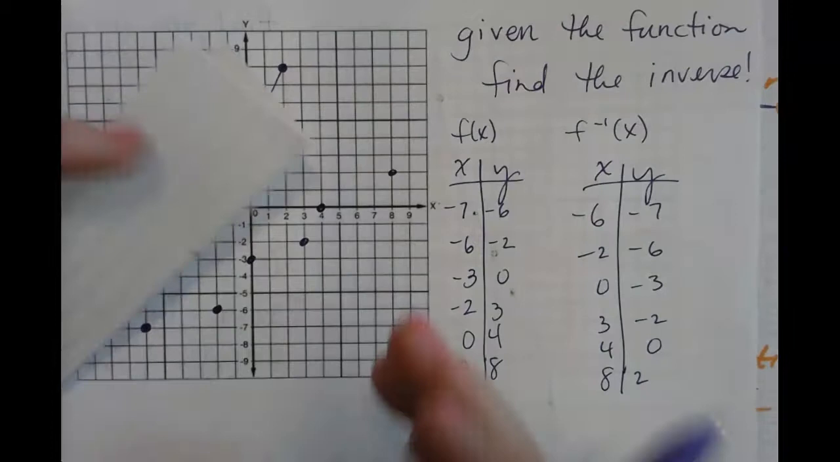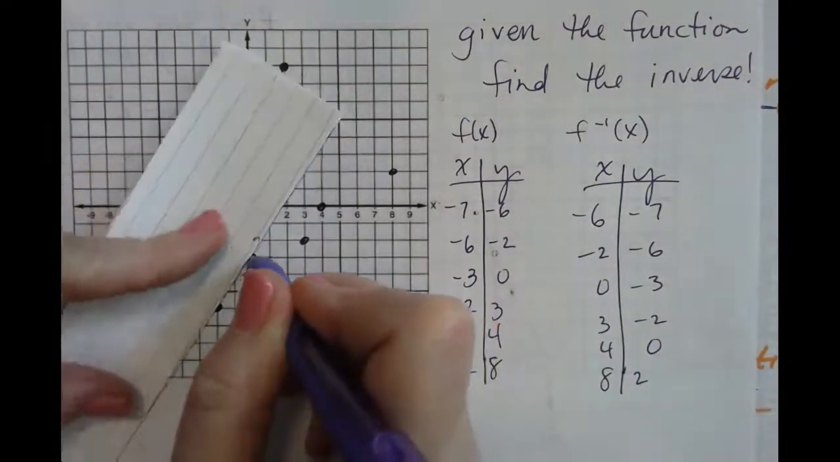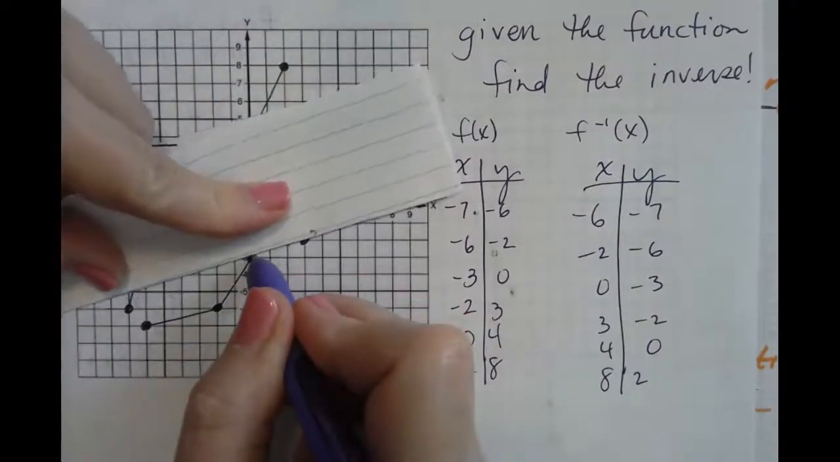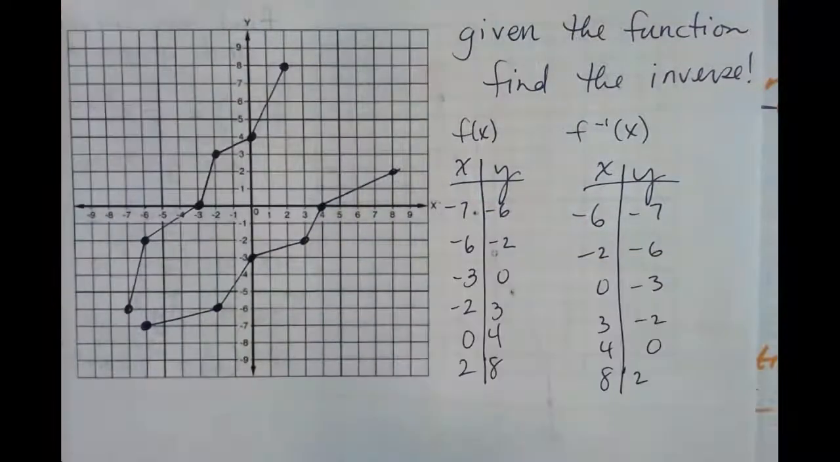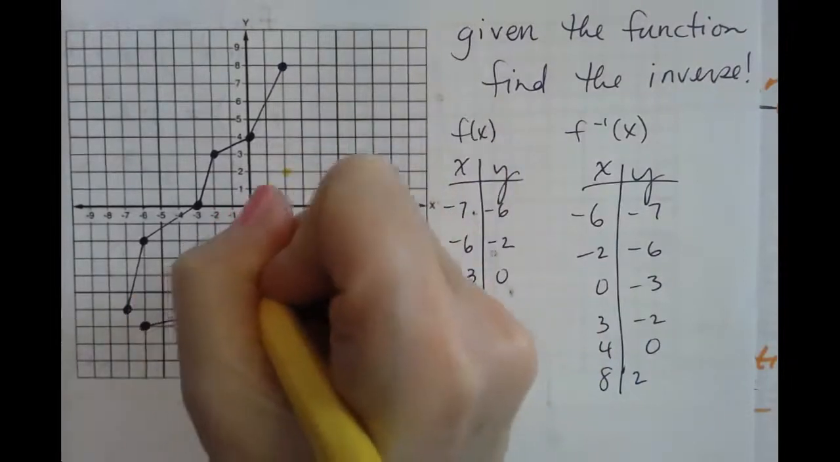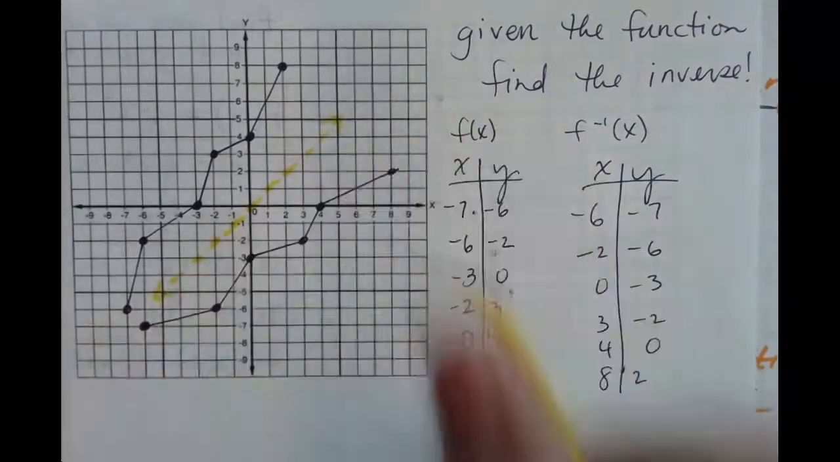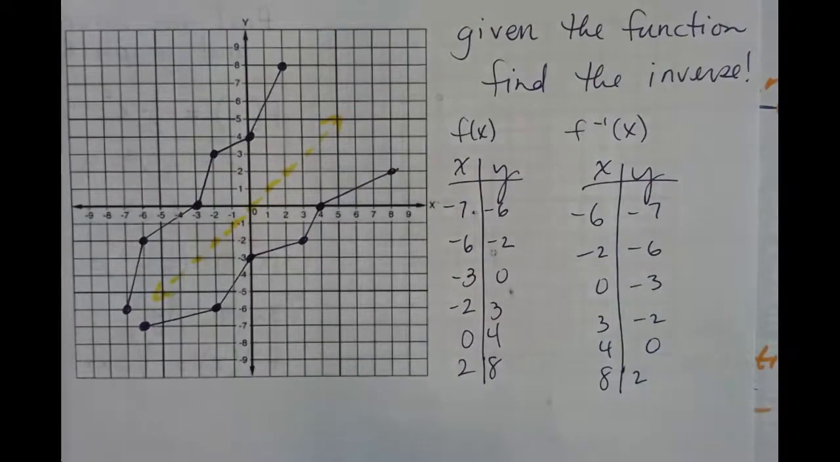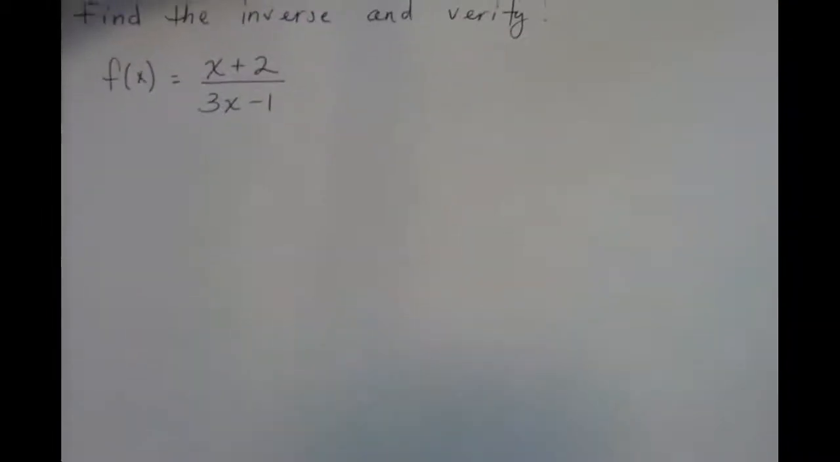So now, using my handy dandy note card as my straight edge, there we go. There's our inverse. So once again, if we plot the line y equals x through here, that becomes the axis of symmetry for the two inverse functions.